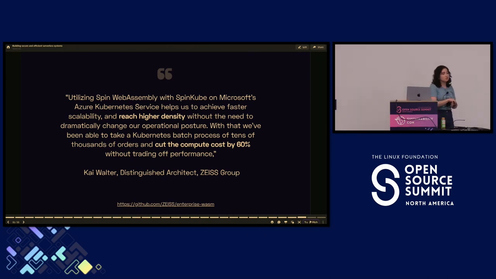But also when they ran stress tests, their performance was 43 times faster to execute the same amount of batch workloads. So they saw that in practice by moving to WebAssembly as their unit for serverless on Kubernetes.